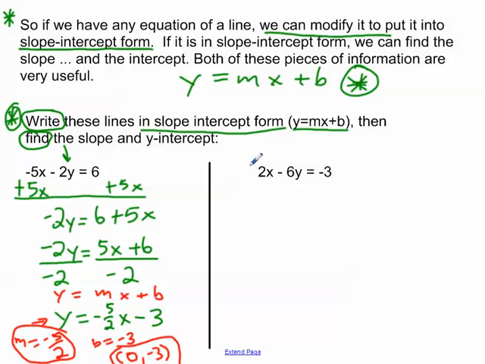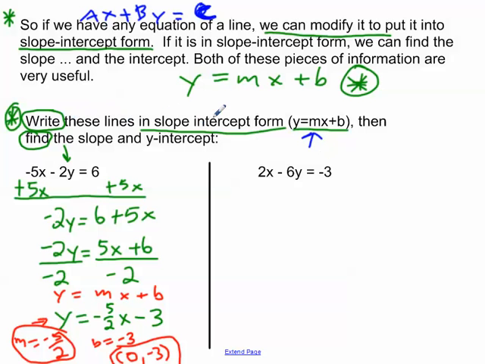So here's what we're starting with: 2x minus 6y equals negative 3. We could have started with the y term over here, the x term over here. Both of these are kind of in the standard equation of a line, ax plus by equals c. We could have started with any modification of this line, and modified it to get to our slope-intercept form.